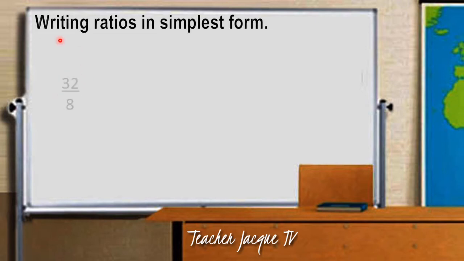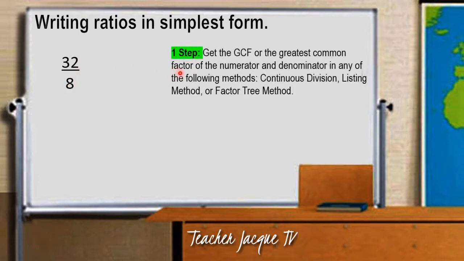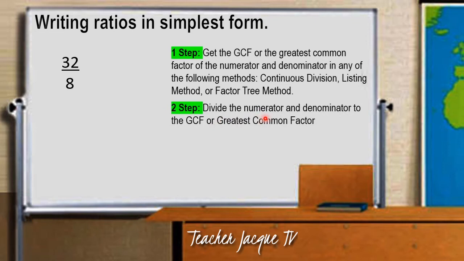Now, let's have an example of ratio in fraction form. So, we have 32 is to 8. Same process. Step 1, we will get the GCF or the greatest common factor of the numerator and denominator in any of the following methods. We can use the continuous division, the listing method, or the factor tree method. Then in step 2, we will divide the numerator and denominator to the GCF or to the greatest common factor.